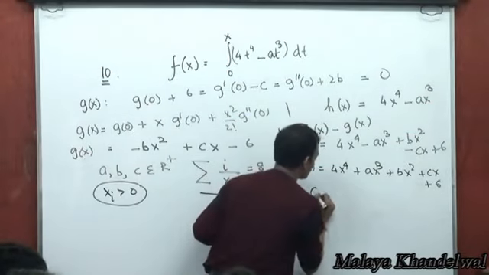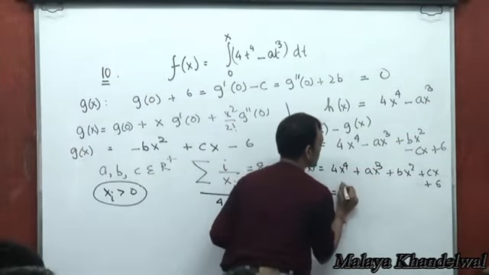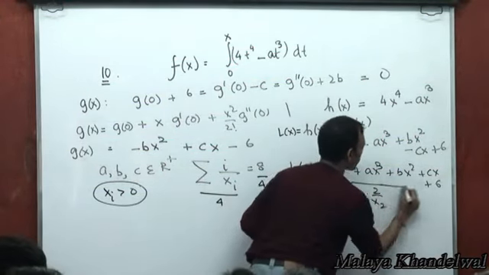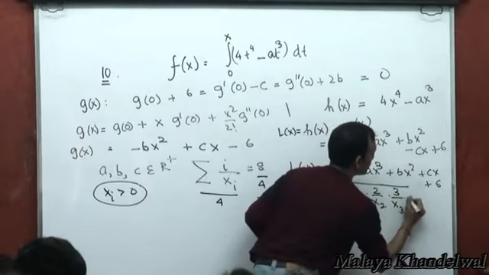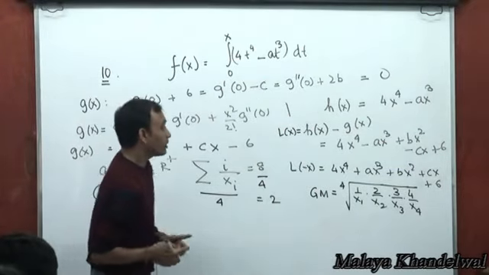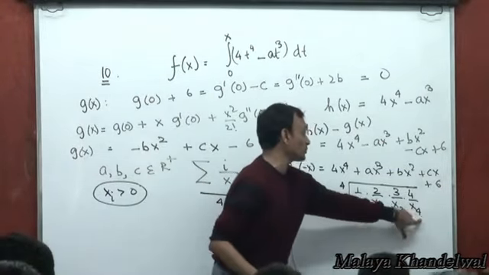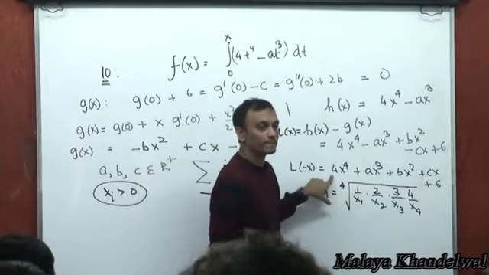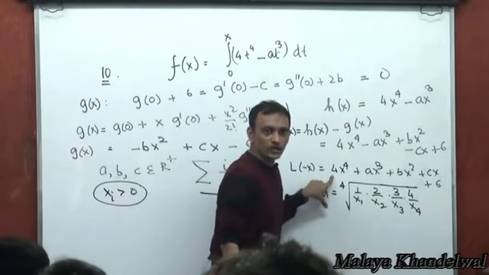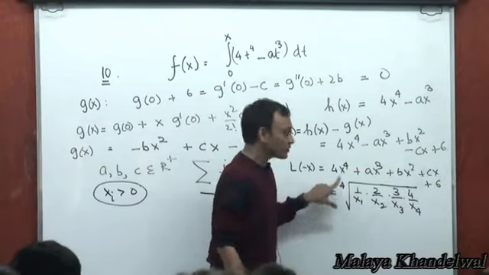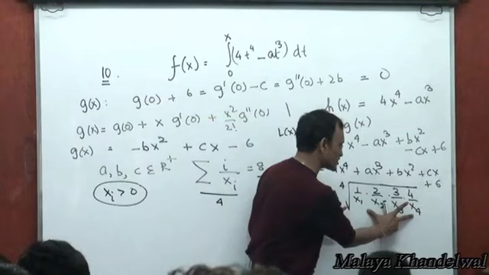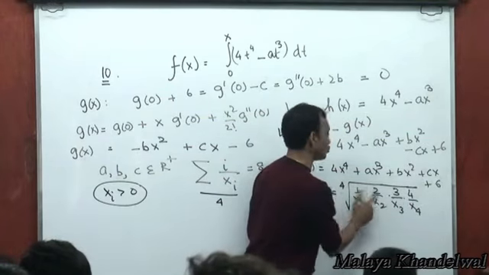What's the geometric mean of these? The geometric mean of these is the 4th root of 1 by x1 into 2 by x2 into 3 by x3 into 4 by x4. Yes or no? But what's x1 x2 x3 x4? The product of the roots is 6 by 4. Yes or no? So x1 x2 x3 x4 is 6 by 4. If you plug in 6 by 4 here, 96, 16, 4 through 2.